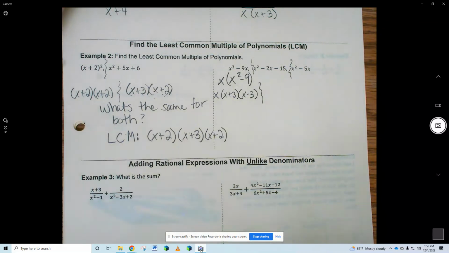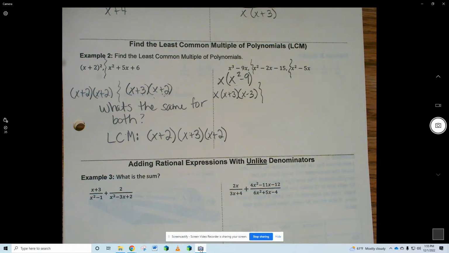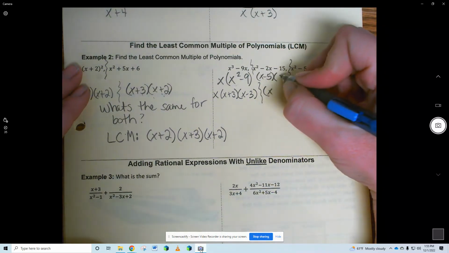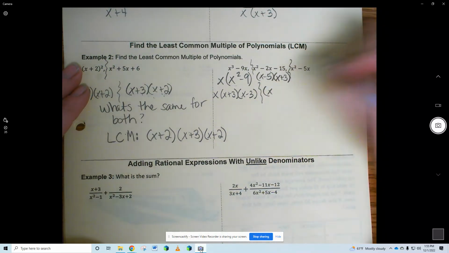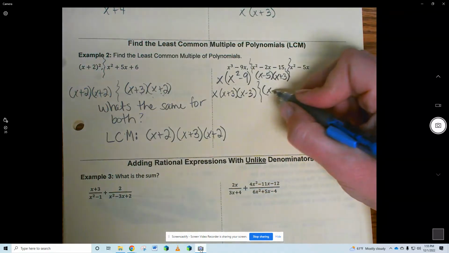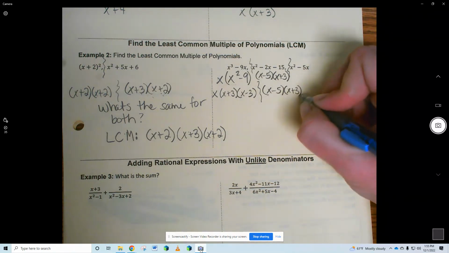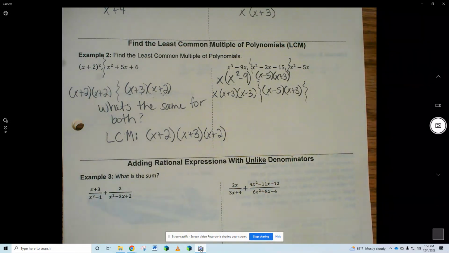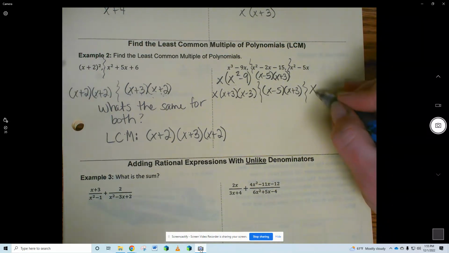Now, so for sure my common denominator is going to have all 3 of these things, because this one has all 3 of those. Middle, what multiplies to make 15 and adds up to 2? X minus 5. Oh, wait, hold on. Plus 3. Good. And the last thing. X and x minus 5.